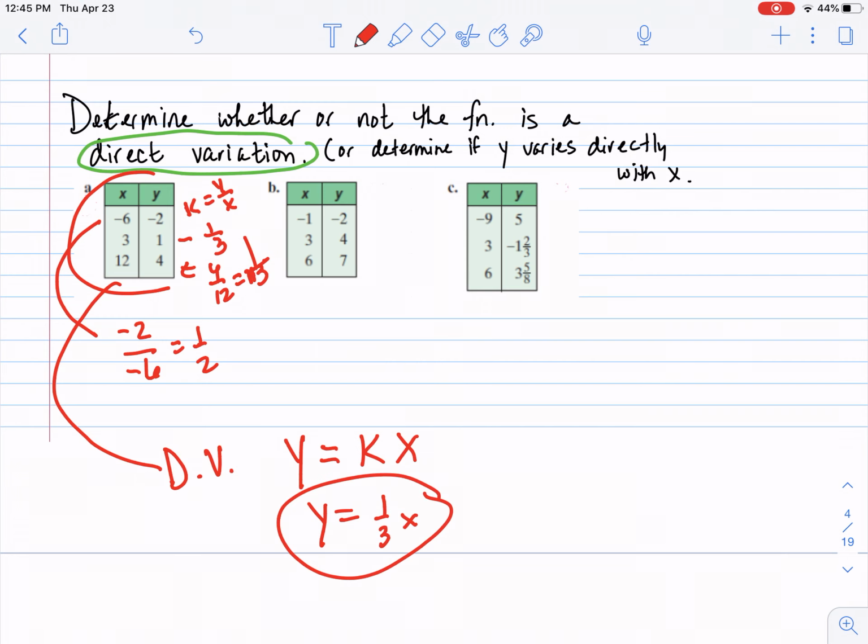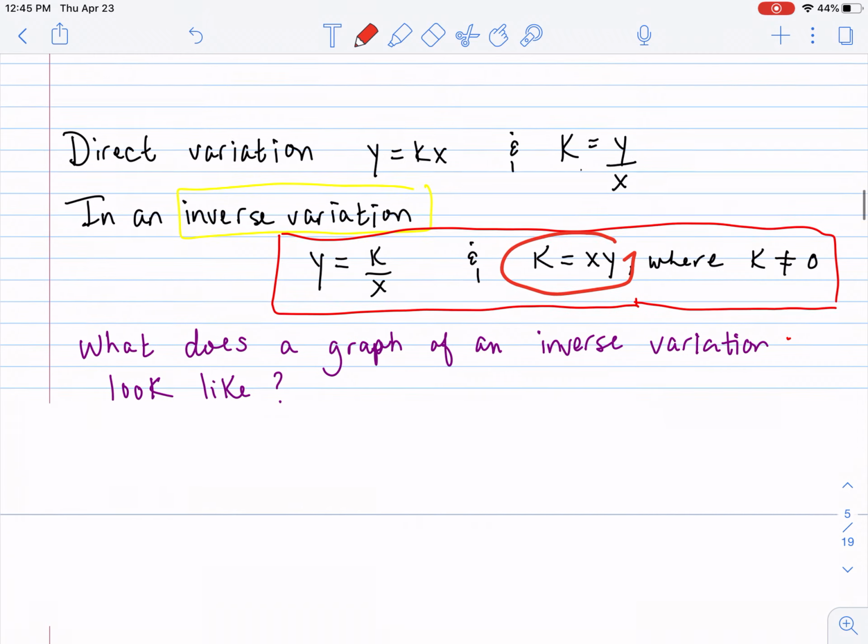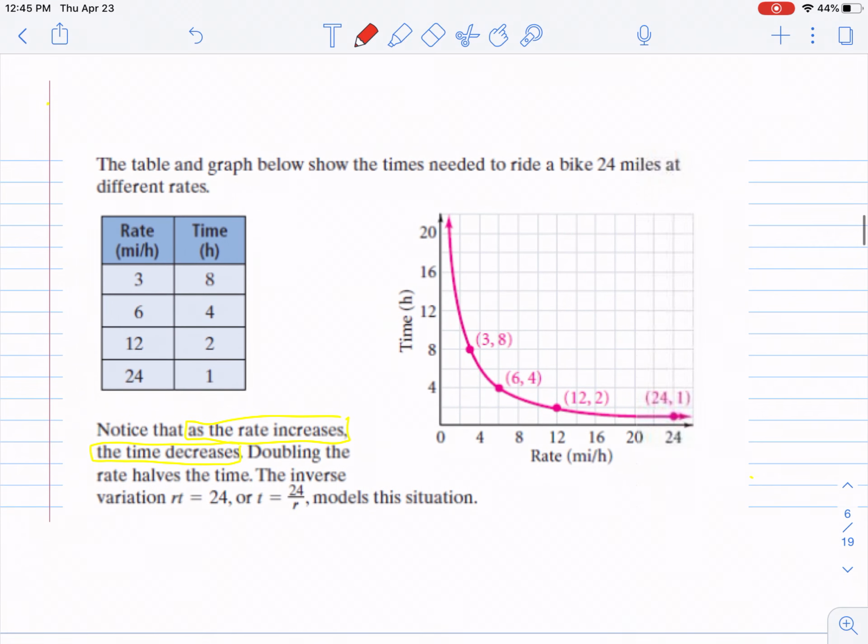That's your equation, okay? So now once we get to all of this inverse variation stuff, my y is equal to k divided by x in an inverse variation, or my k is equal to x times y. So let's look really quick. What does that graph look like? Well, the graph is going to look something like this, okay?